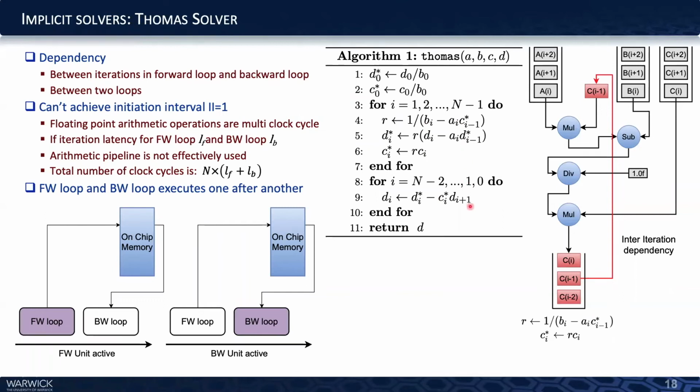The Thomas algorithm is given here. It has dependency between loop iterations as well as between two loops. The circuit diagram represents the dependency when updating the value Ci, which depends on the previously calculated value Ci-1. Multi-clock cycle floating point multiplication, division, and subtraction operations with a feedback path lead to higher latency sequential loop iterations. If the loop iteration latency for the forward loop is LF and for the backward loop is LB, then the total iteration latency is N into LF plus LB. Latency of the forward and backward loops add up due to sequential operations, as in this figure.